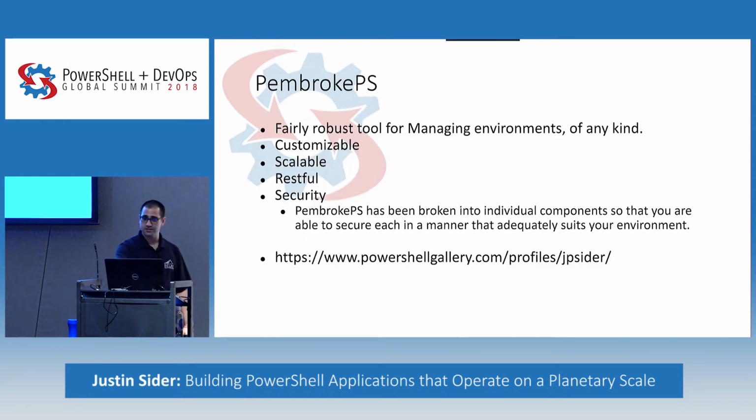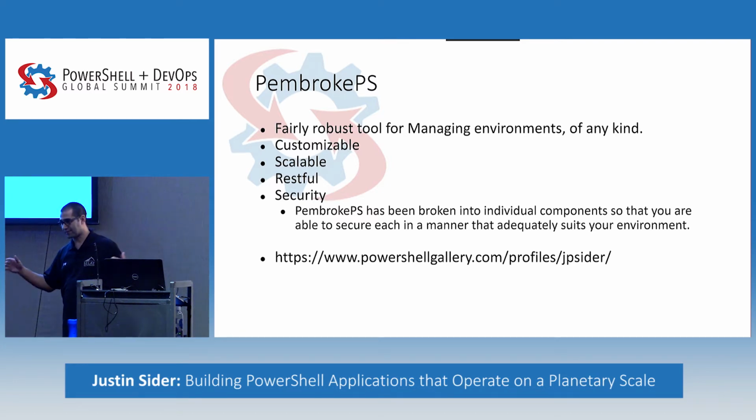All right, so the project itself is a parent project. It's called Pembroke PS. It's fairly robust. It's still new. It's customizable. It's scalable. There's really no limits on how horizontal it can scale. I'm not talking about vertical scaling. Vertical scaling is where you're going to get into resource issues. It's RESTful. Again, security, all these different components. There are going to be subcomponents. You can secure them however you need to inside your environment. Everything's in the PowerShell Gallery, ready to go.